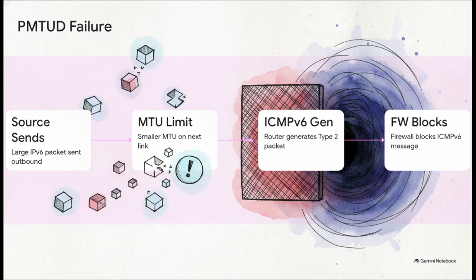But if you have an overly paranoid firewall that just drops that message, the source literally never learns that it needs to fragment the data. You end up with this totally silent black hole failure. It's a nightmare to troubleshoot if you don't know what you're looking for.